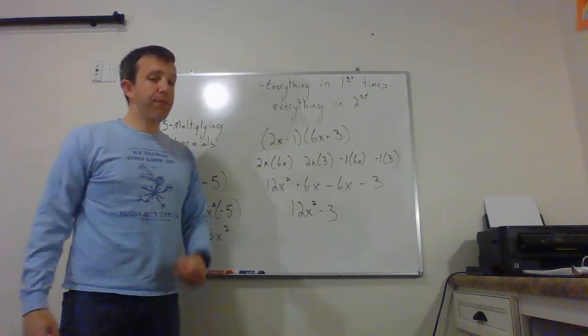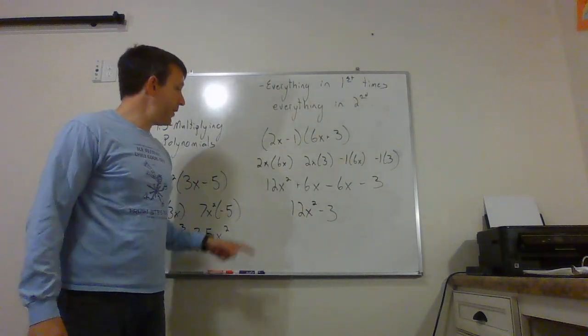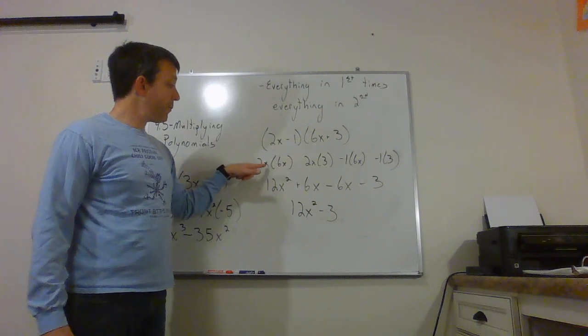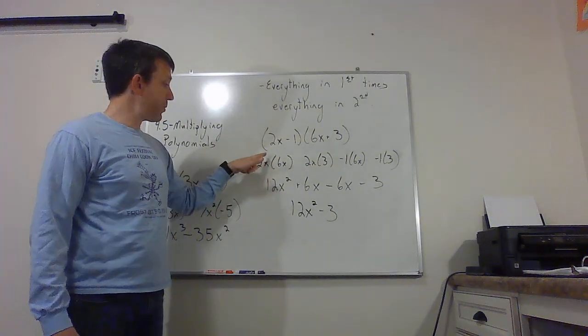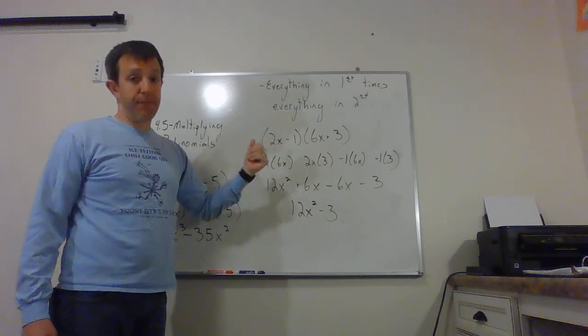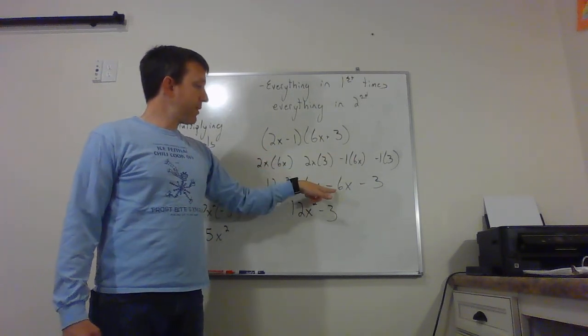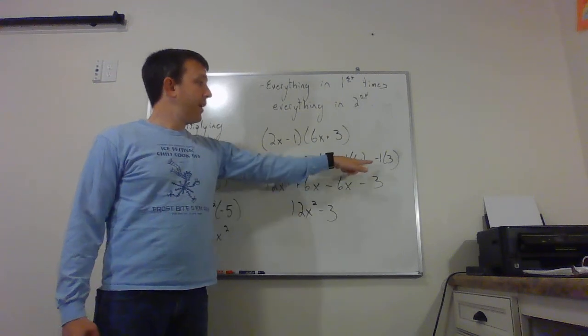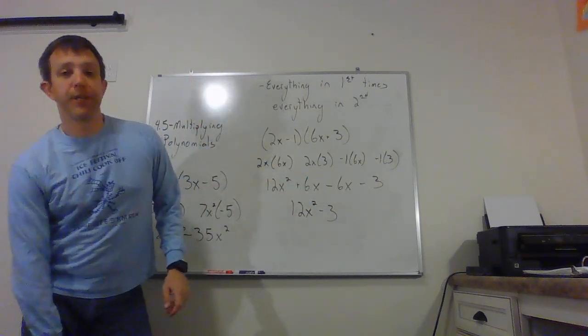And so you can see I've written out all the answers that we get here. 2 times 6 is 12. Since I'm multiplying, I add those exponents. 1 plus 1 makes 2. 2 times 3 is 6, and we just have the x. Negative 1 times 6 is a negative 6, and again we have an x. And negative 1 times 3 is a minus 3.